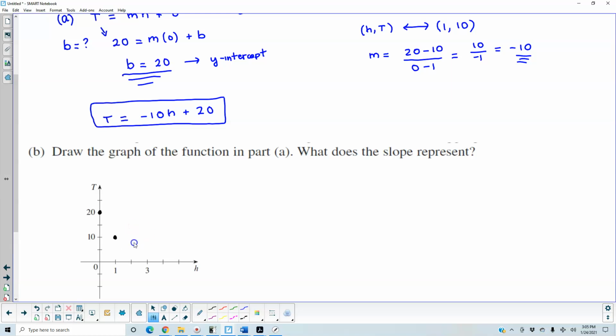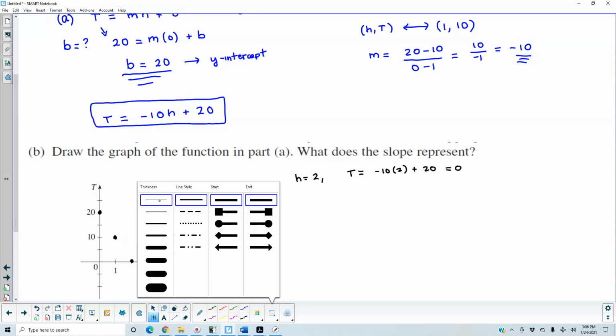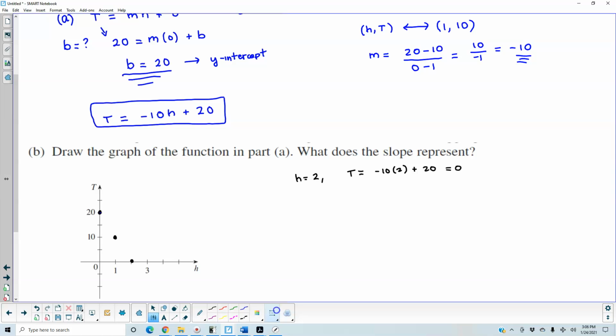So what would it be at 2? So if we know that h is 2, then what would T be? So that would be negative 10 times 2 plus 20, which gives us 0. So we know we have 0 here. So let's go ahead and draw our line through here. So there is our function where T is equal to negative 10h plus 20.